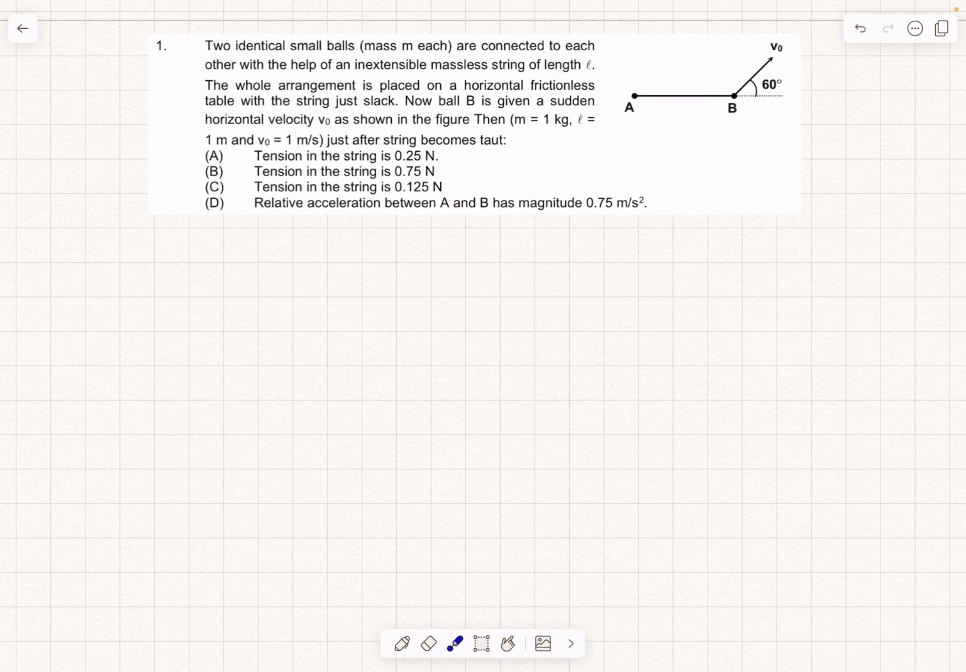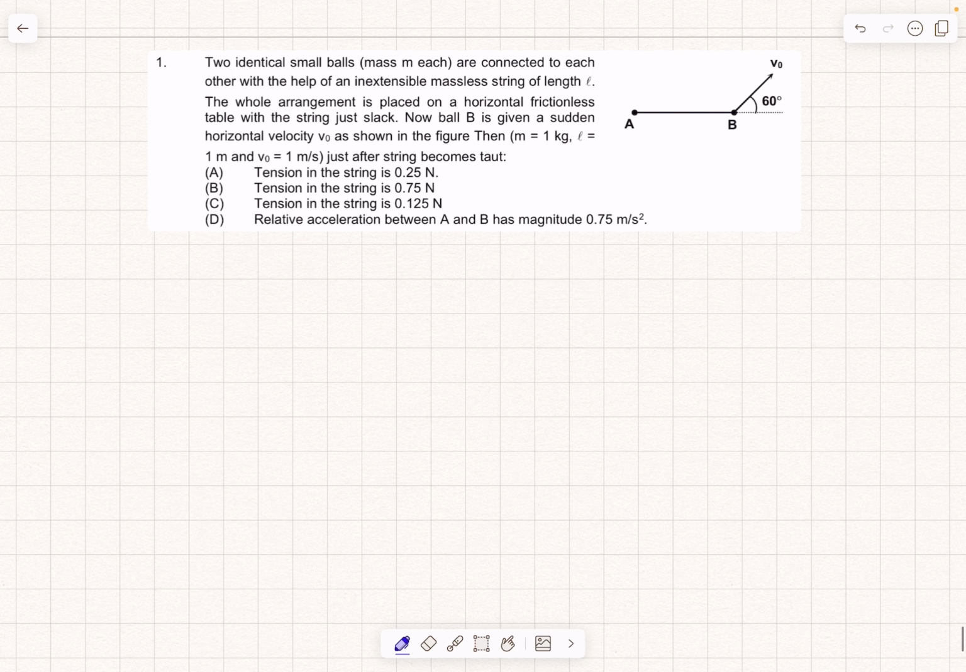In this question we have been given two identical balls whose mass is m, and they're connected to each other with the help of an inextensible massless string whose length is L. The whole arrangement is placed on a horizontal frictionless table with the string just slack. Now the ball B is given a sudden horizontal velocity v0 as shown in the figure. Just after the string becomes taut, we have to comment on the tension and the acceleration. Give this problem a try, guys, and then check out the solution.